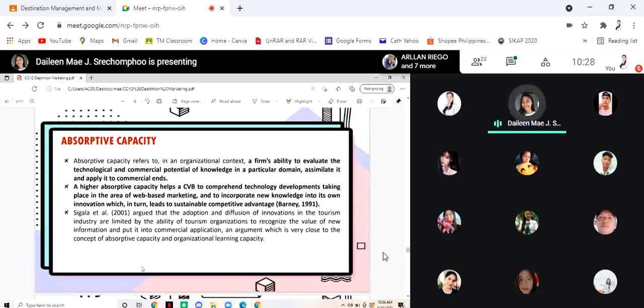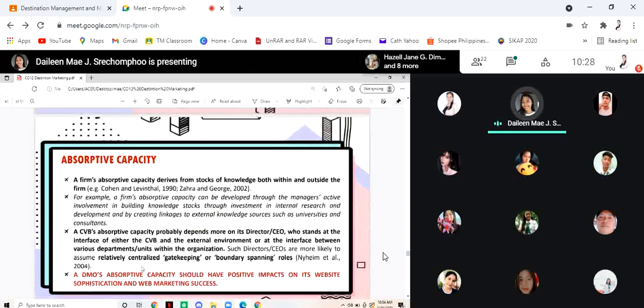A firm's absorptive capacity is derived from stocks of knowledge both within and outside the firm. For example, a firm's absorptive capacity can be developed through managers' active involvement in building knowledge stocks through investment in internal research and development, and by creating linkages to external knowledge sources such as universities and consultants.